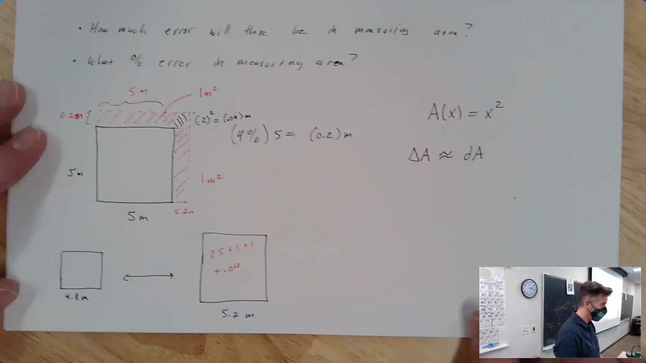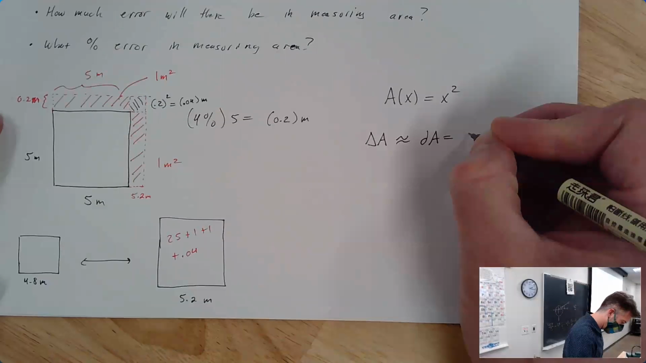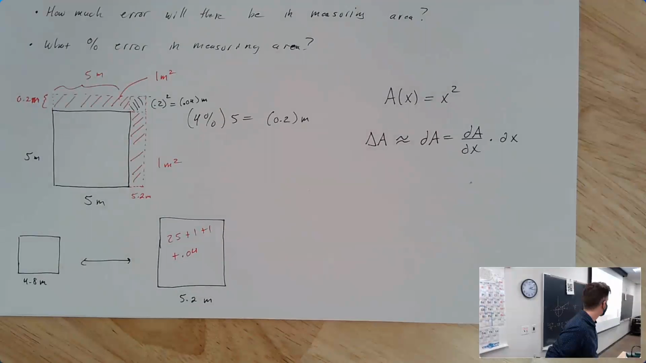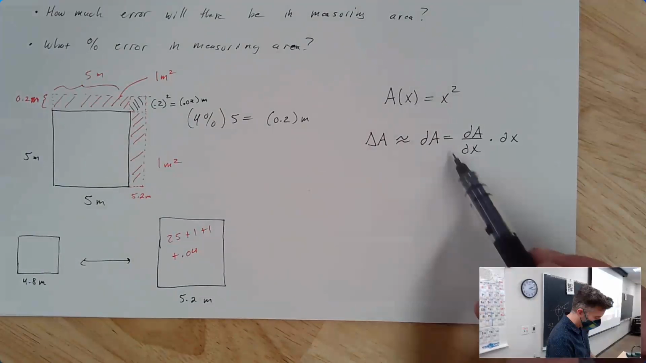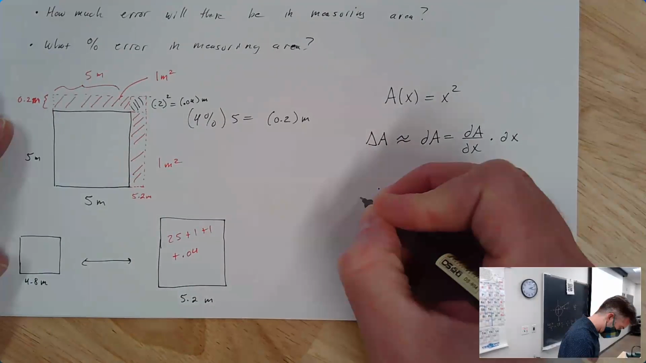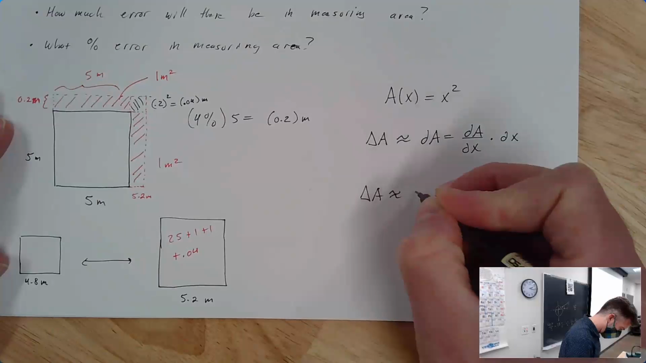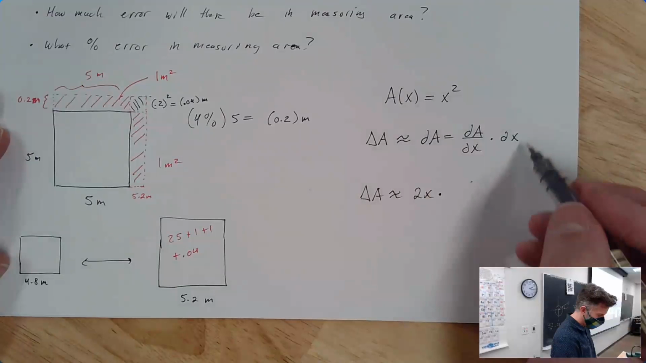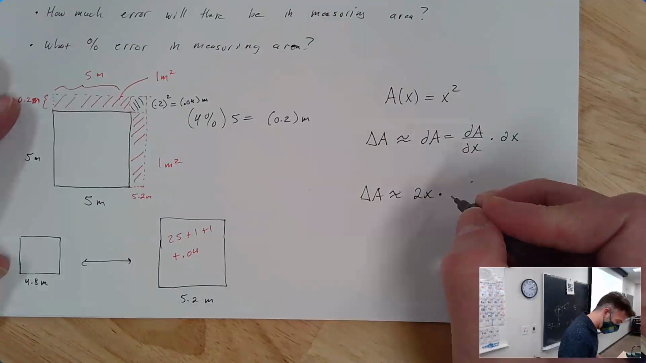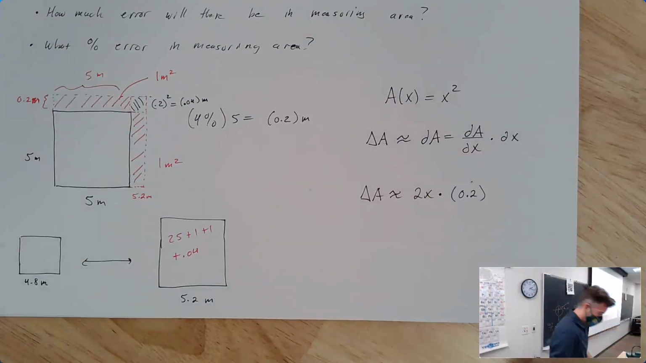And really, when I'm thinking about the differential dA, I'm thinking of it as the derivative times the change in x. What's my derivative? 2x. And what's the change in x for this particular example? Well, in this case, it's 0.2, because that's how much off we could be by, which is 4% of 5. Okay, well, now look at this.